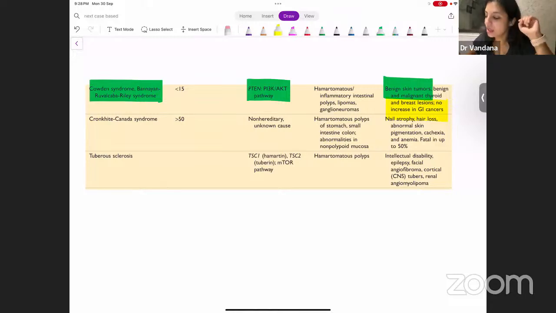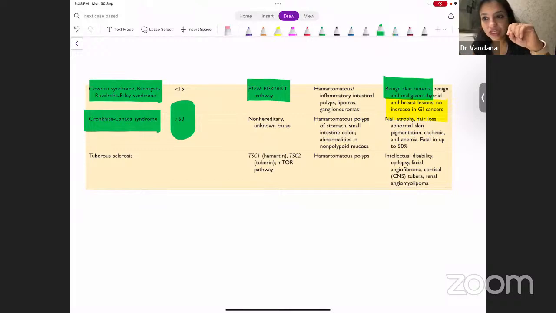Always remember that. Okay. Then we had Cronkhite-Canada syndrome, which you studied. You studied that this usually occurs in a person more than 50 years of age, an elderly person. It's non-hereditary. The patient has very typical features: nail atrophy, alopecia, and hyperpigmentation of the skin. That's very characteristic. And these usually have a poor prognosis. It's fatal in up to 50% of patients.